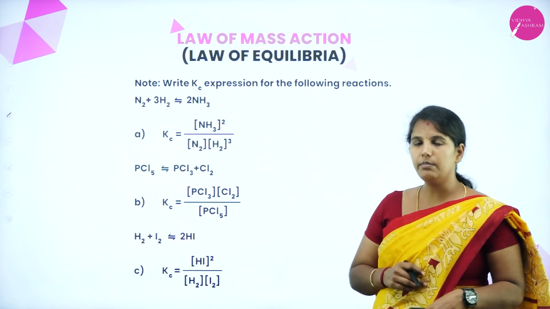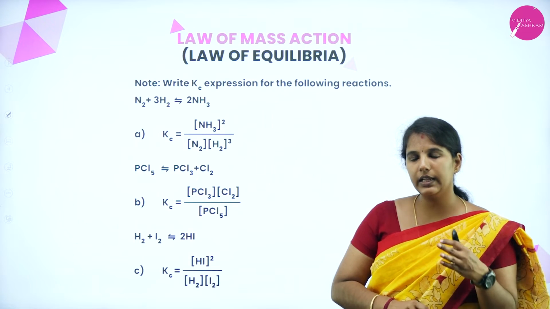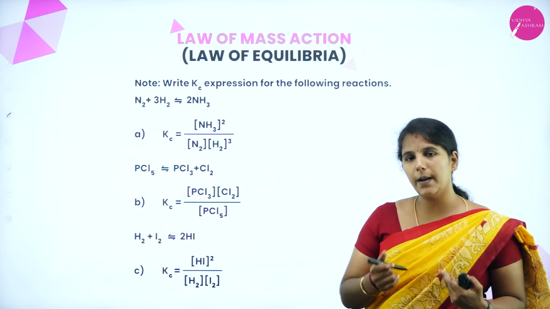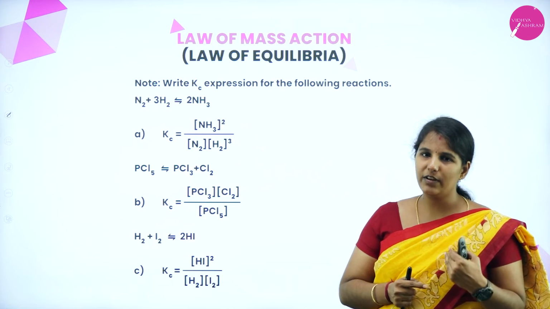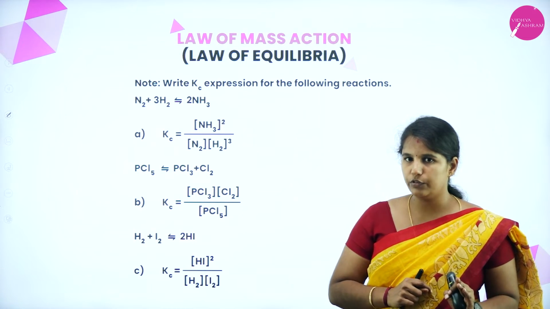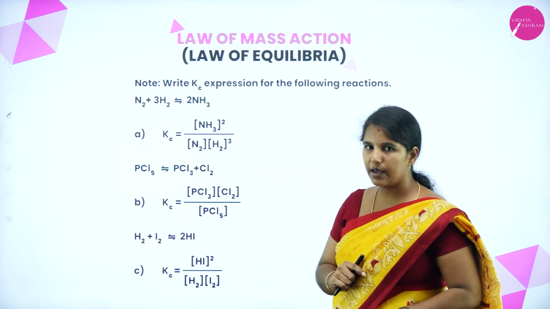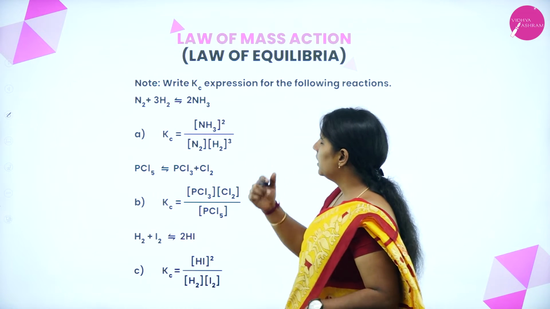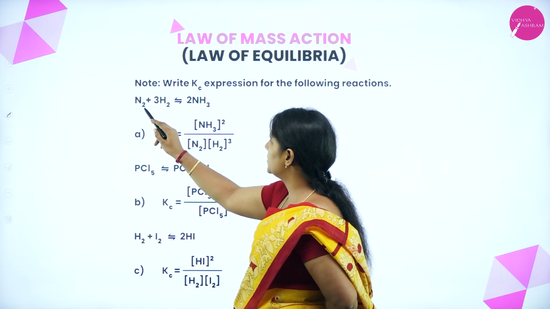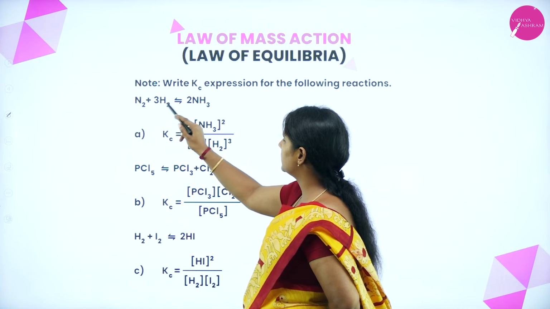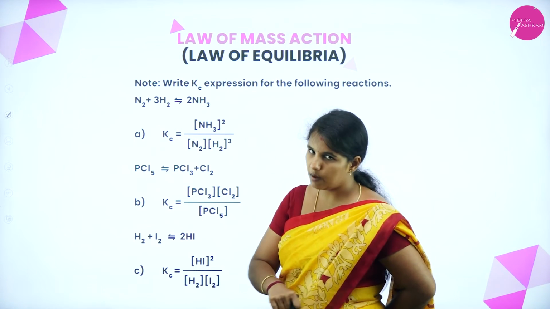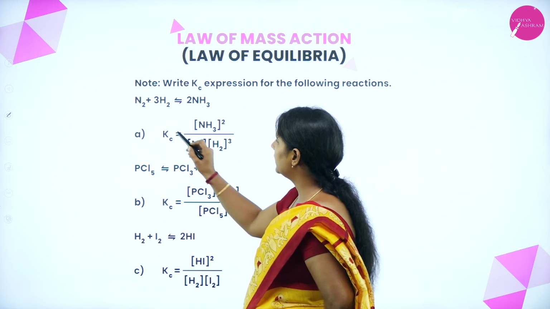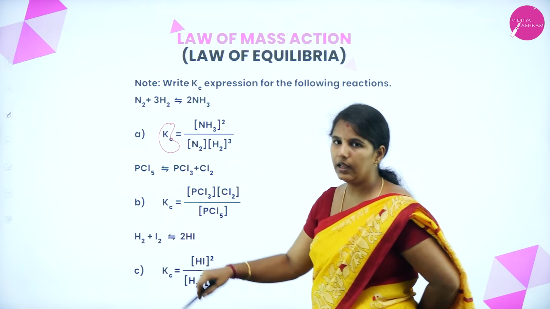Sometimes in the exam they will give a reaction, and we need to apply the law of mass action and write the Kc value for that. We will take up 3 examples and understand how to write it. Here I have a reaction: nitrogen and hydrogen are the reactants which combine to form the product, ammonia. For this, how do we write the Kc value, that is the equilibrium constant?